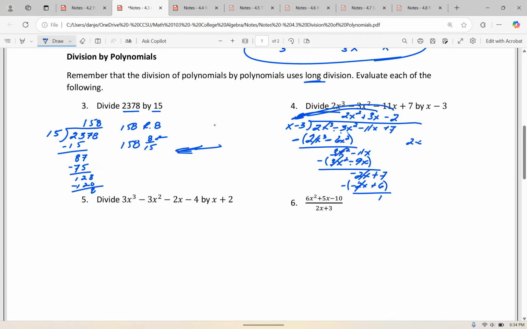So we get 2x squared plus 3x minus 2 with a remainder of 1. 2x squared plus 3x minus 2 is our quotient. 1 is our remainder. I can also write this as 2x squared plus 3x minus 2 plus 1 over x minus 3, because that division remains to be done.